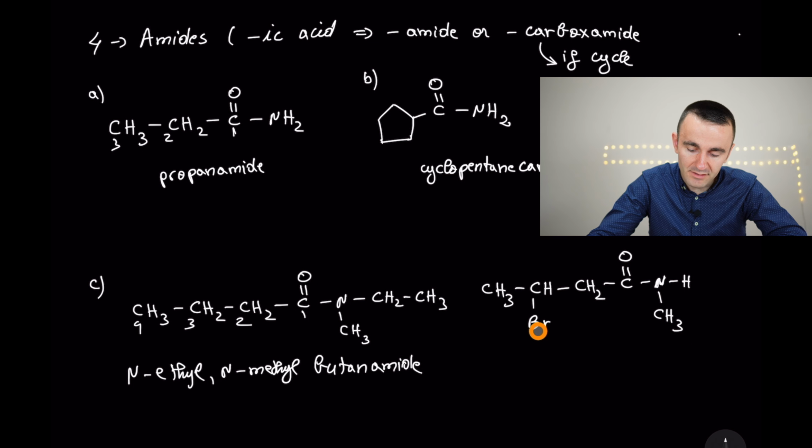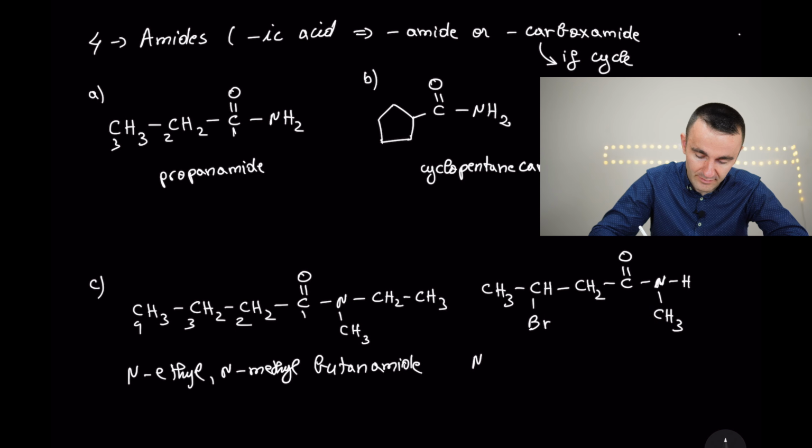In case you have a substituent here and an N substituent here, the N substituent takes the lead first. So it is going to be N-methyl, and now 1, 2, 3, 3-bromo, and the name is butanamide. Right?